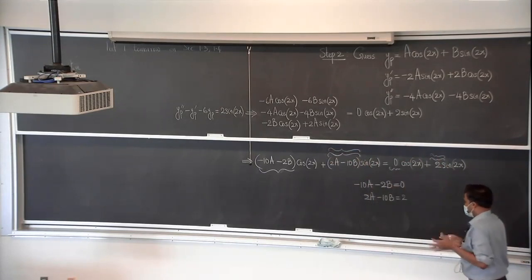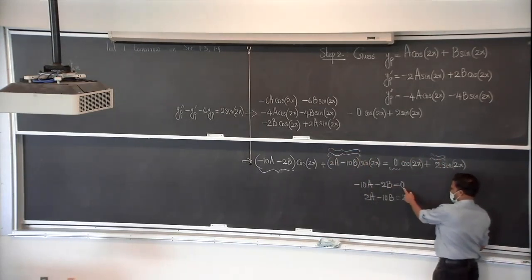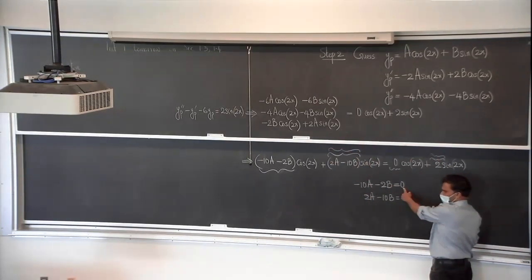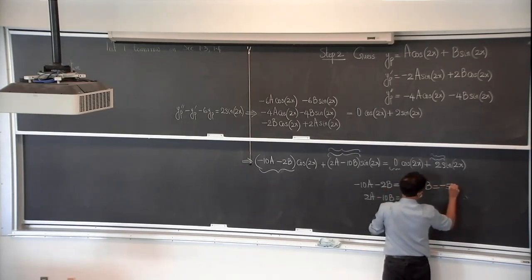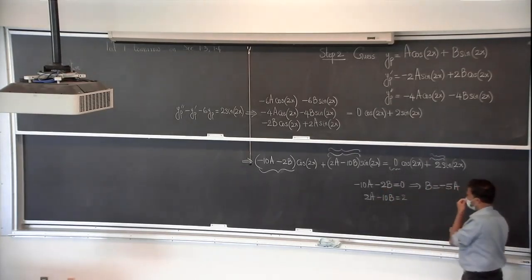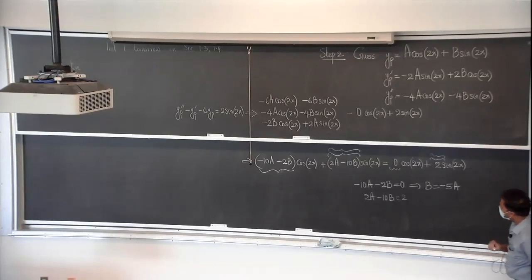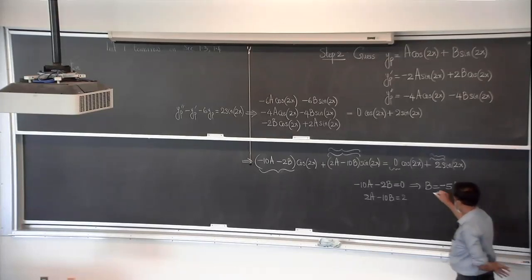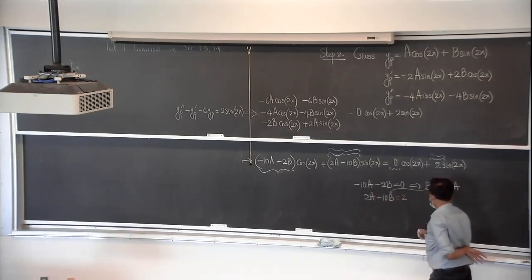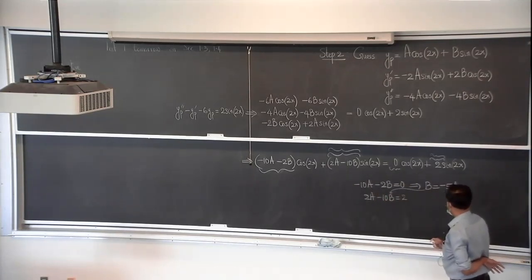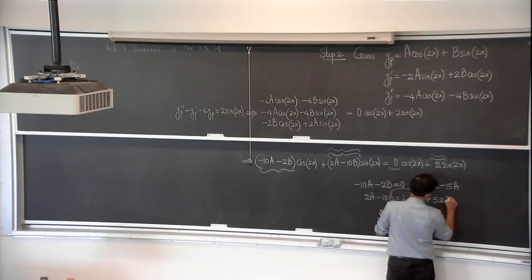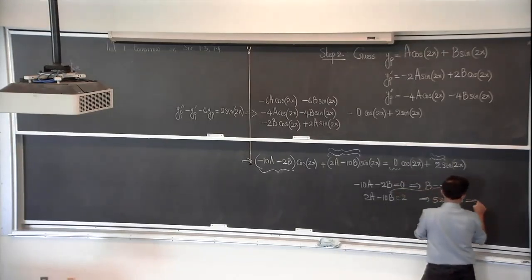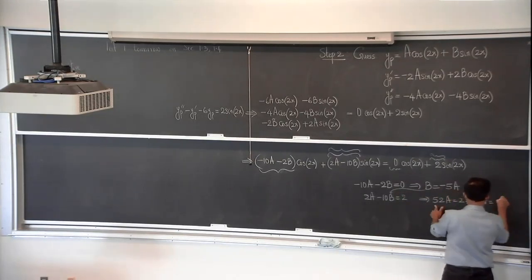So to solve a system of equations, which is not too bad because the first one, the right hand side is 0, we don't have to do anything fancy here. So this becomes b equal to negative 5a. Right? And you can plug it into the second equation and you get 2a plus 50a equal to 2. That's 52a equal to 2. So a is 2 over 52, which is 1 over 26.